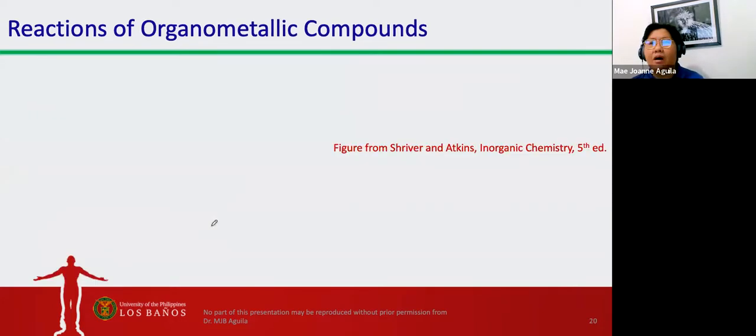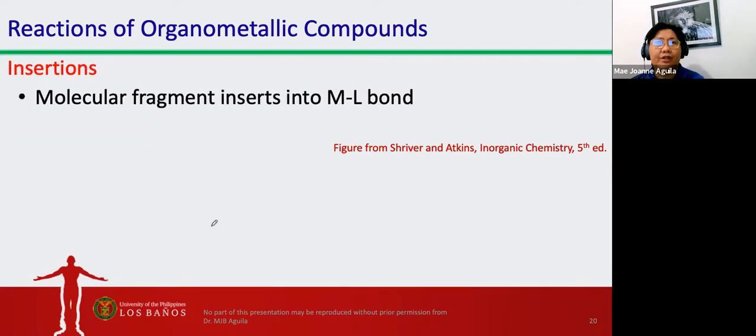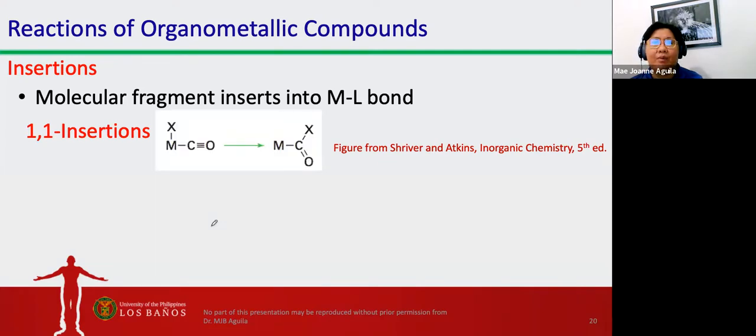The next type of reaction is referred to generally as insertion. By the term, you have a molecular fragment that gets inserted in between the ML bond. Somewhat, the ML bond gets broken, but the L technically does not leave the coordination sphere, and is instead connected to the molecular fragment. So we have what is known as the 1-1 insertion. This is an example of which.